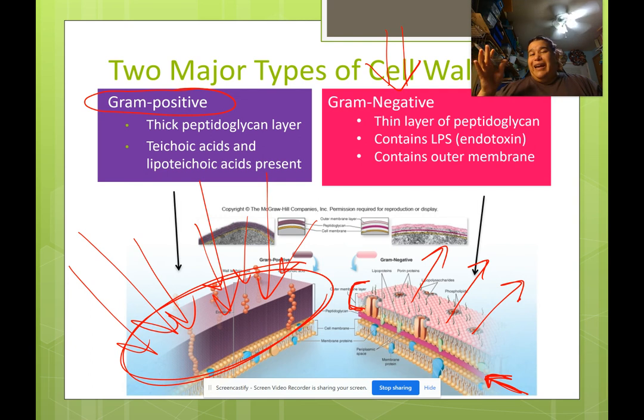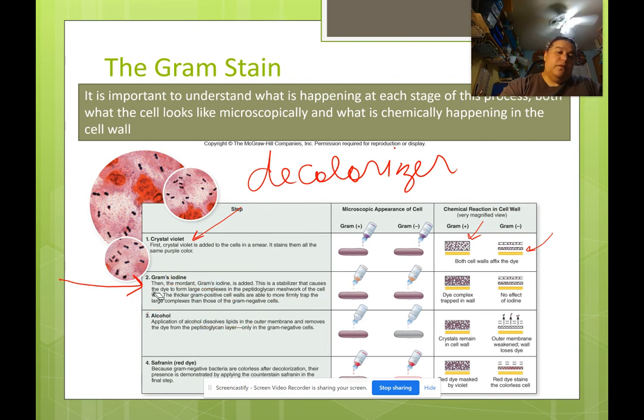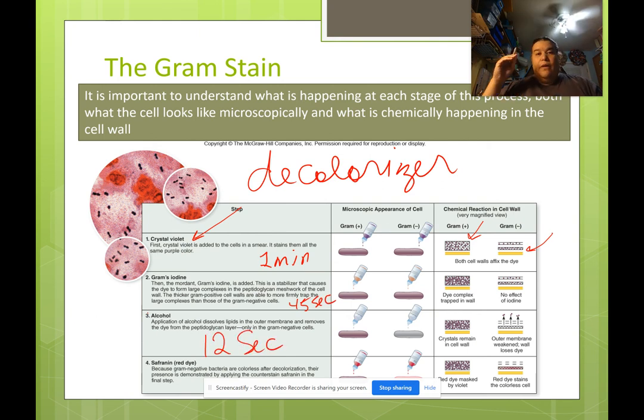This is where you also kind of have to be careful. So with the alcohol, remember I said crystal violet's about 1 minute. Grams iodine, I believe, is 45 seconds. Alcohol is 12 seconds. You have to be real quick about it because if you leave it too long, it'll act like bleach on a black sweatshirt. Eventually, it will decolorize, even though you don't want it to. It will if you leave it too long. That's why we say 12 seconds.